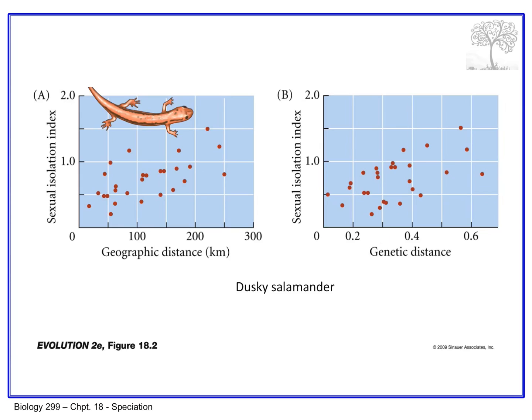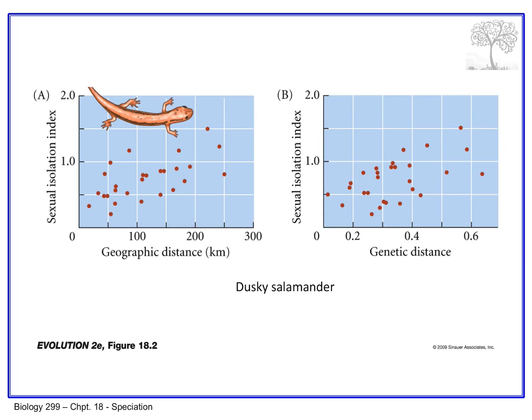Here we see a measure of genetic distance, from very similar to very different. What we see is that as genetic distance goes up, as we see genetic differences evolving between populations, their sexual isolation goes up. Okay, so that's saying the same thing. It's saying that the more geographically separated populations are, the more genetic distance there is between them, the more sexually isolated from one another they are. And that's all support for the allopatric mode of speciation.